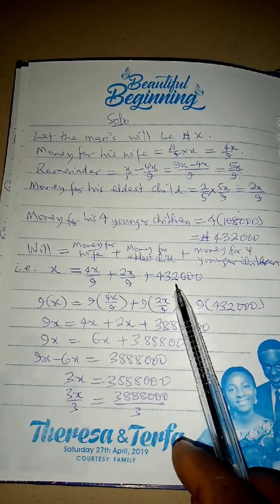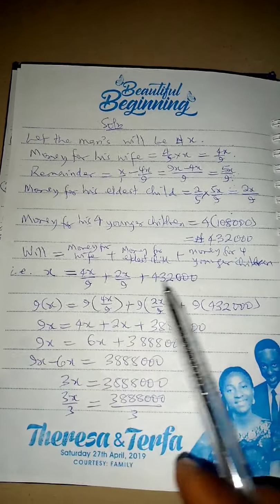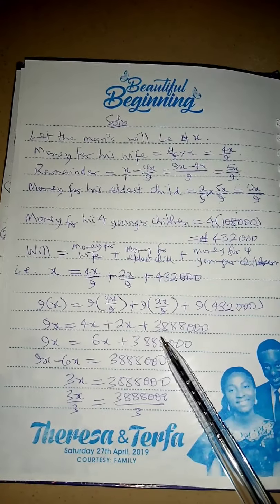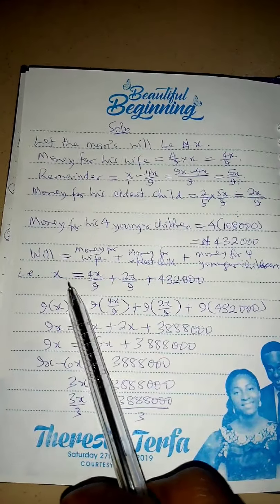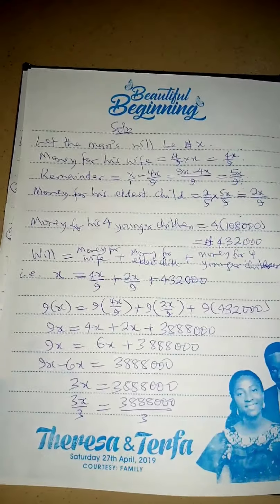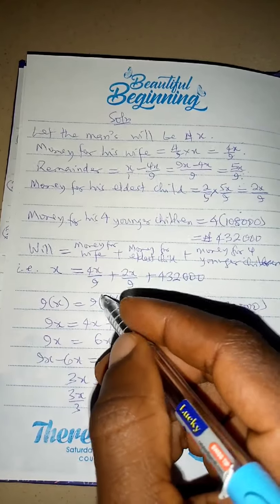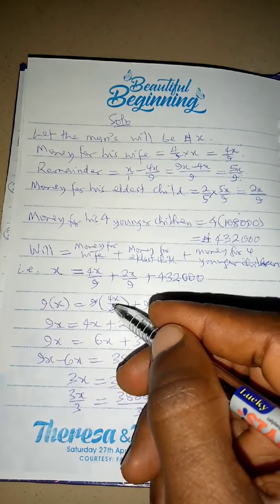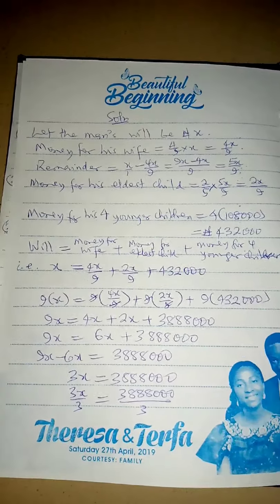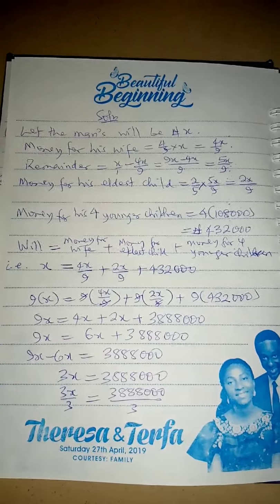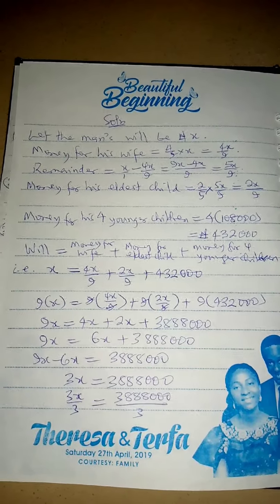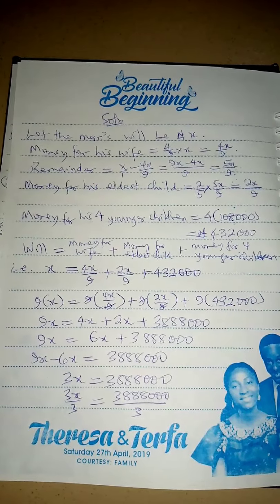Use the LCM of your denominators to multiply through as usual. This is the third time we are doing something like this now. Our LCM is 9. Use it to multiply each term. This 9, we cancel this 9 to give 1 times 4x, 4x. This 9 will cancel this 9 to give 1 times 2x, 2x. 9 times 432,000 will give 3,888,000. 4x plus 2x is 6x.